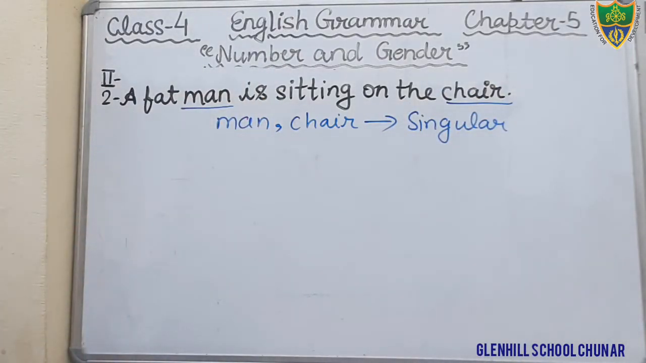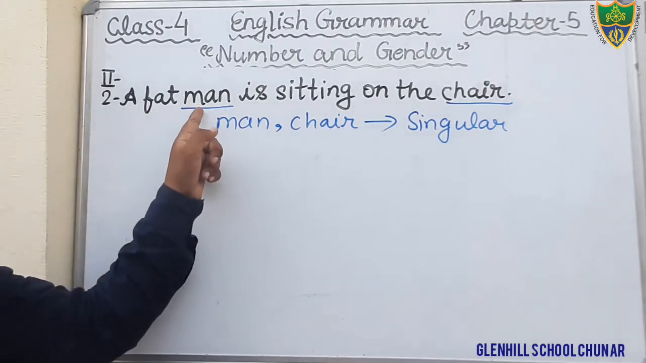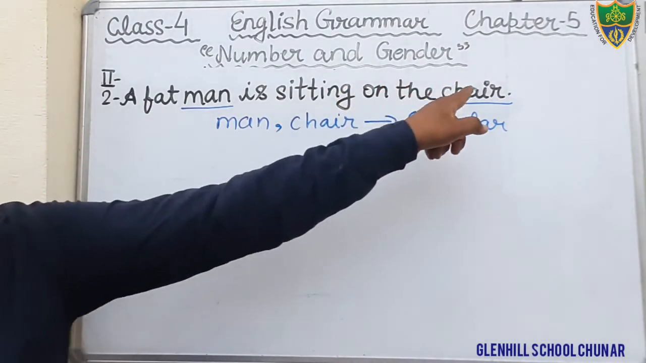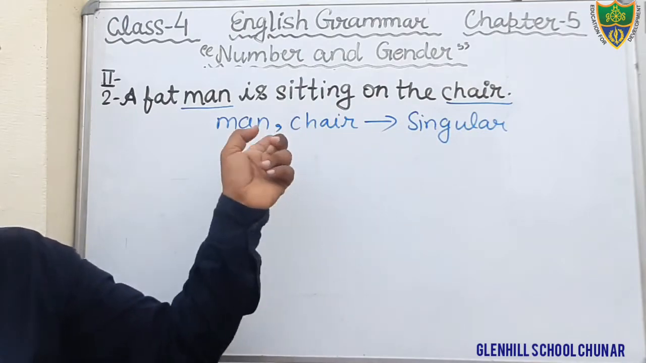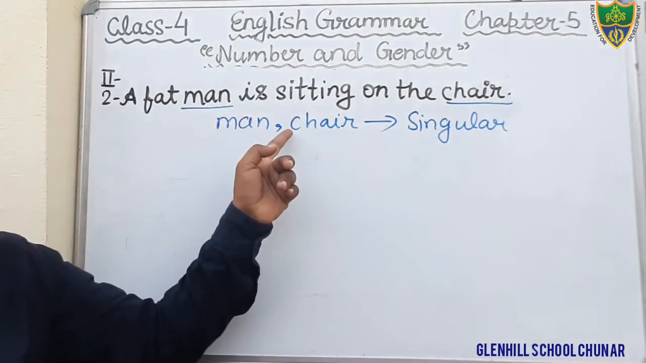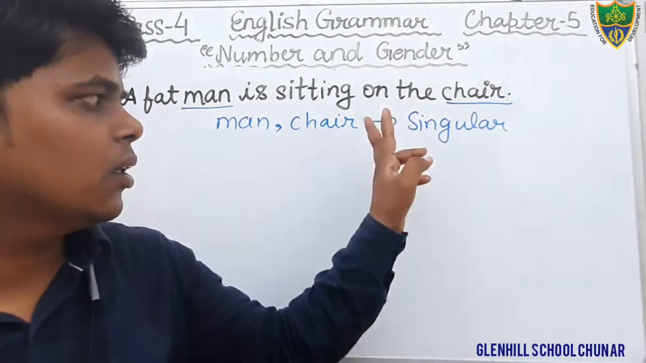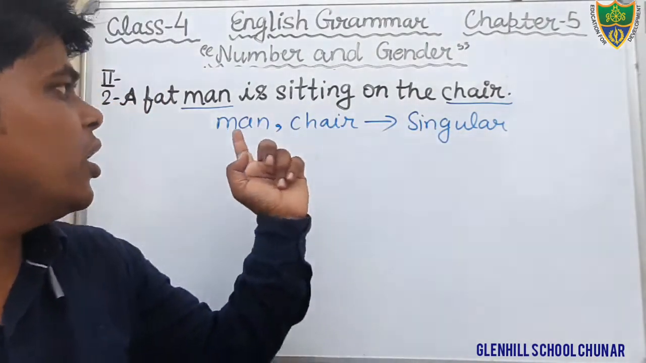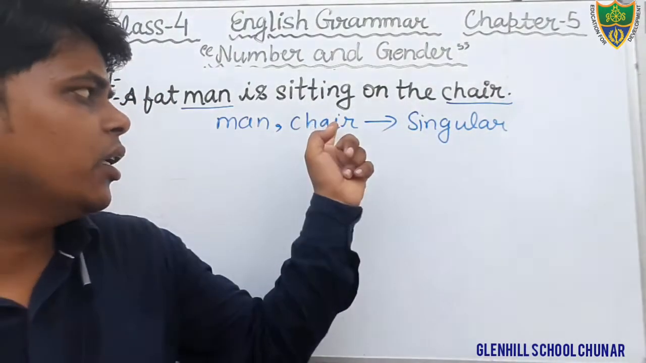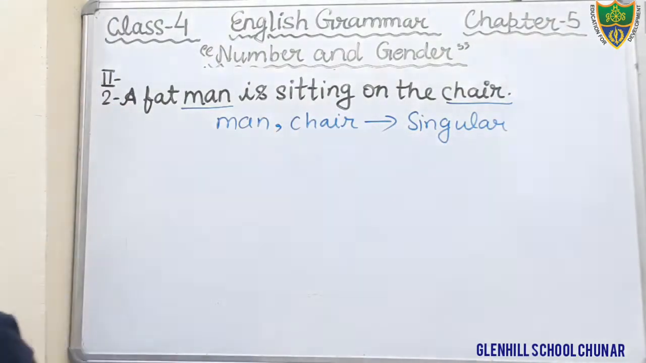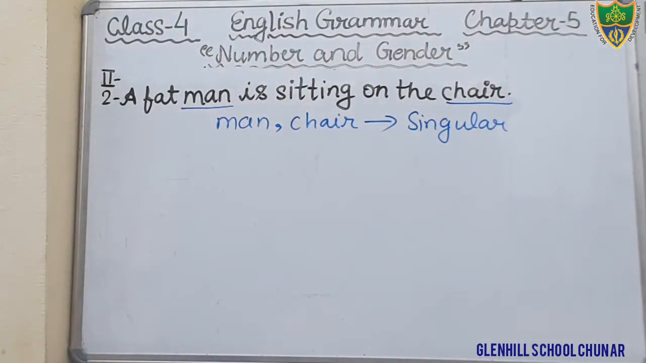Okay, just see. What is the noun here? Man, that is singular also, and chair is also singular. So in the blank you will write man, comma, chair. Then you have to tell what kind of number? That is singular number, because it denotes only one person, it denotes only one thing. Okay, so just write it. Question number next.